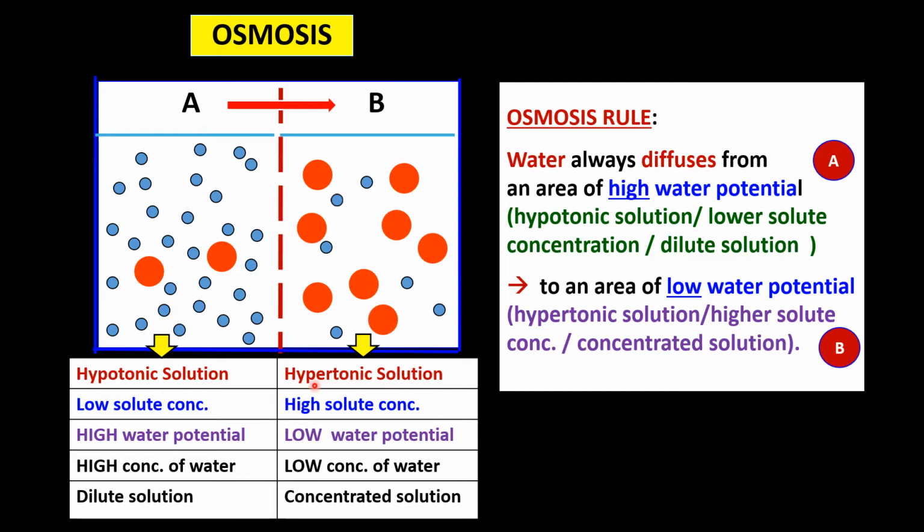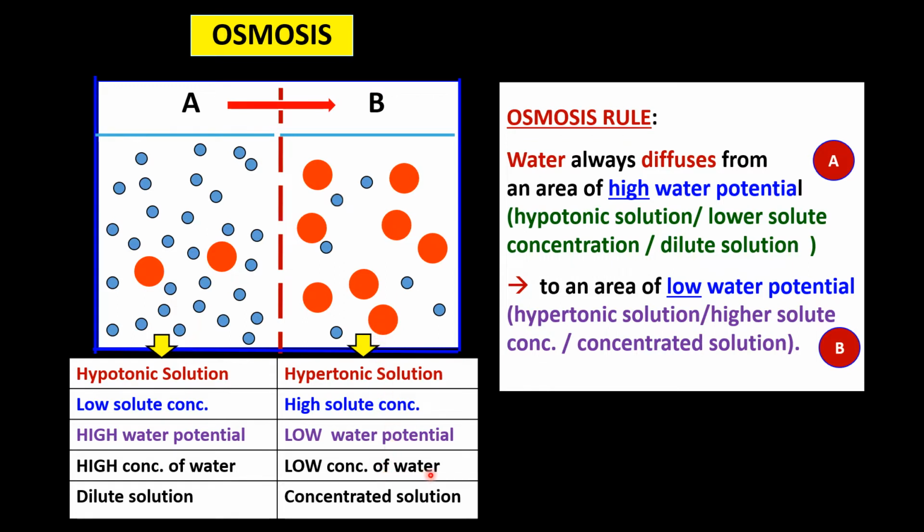Look at this word, hyper. The E stands, we can imagine, for elevated. So it has elevated or high solute concentration. The hyper means over or high solute concentration, such as high sucrose concentration. But when it has high solute concentration, it will have low concentration of water.